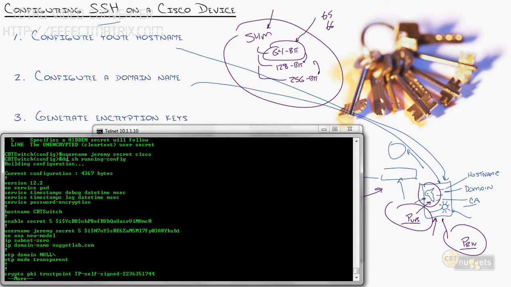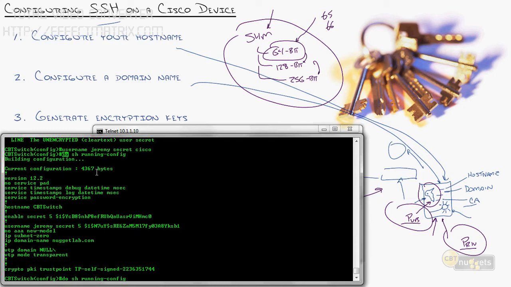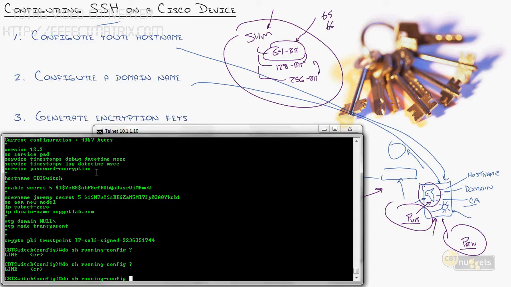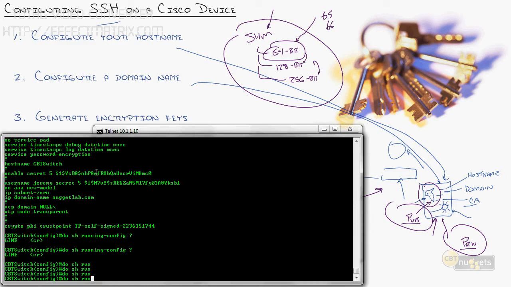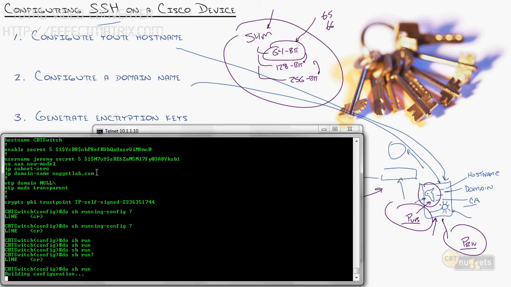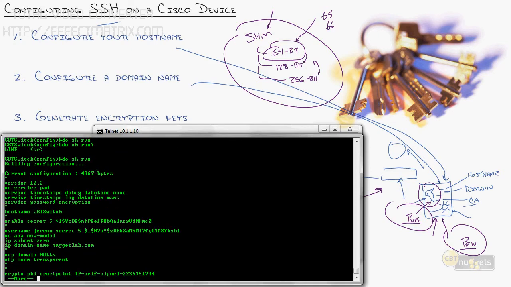by the way, this do command, again, we saw this in the last nugget, allows you to execute a show command from any mode. The only drawback of it is the question mark doesn't work. So the context sensitive help doesn't work. It just says line, as well as the tab key. So I can do show run. It's going to say I'm not completing it because I don't know what command you're trying to type. This is kind of a shortcut, if you will.